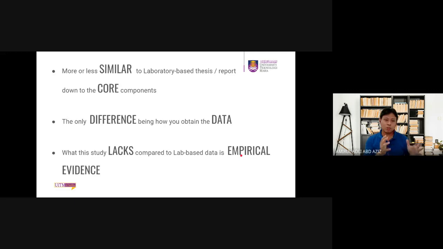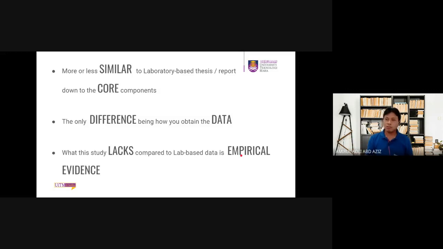Okay, and then you don't have empirical evidence, what you prove secara experimental. Okay, tu ada beza dia, experimental data dengan simulations dengan modeling. Okay, sebab tu dia panggil modeling. It's a model, it's not a real house.